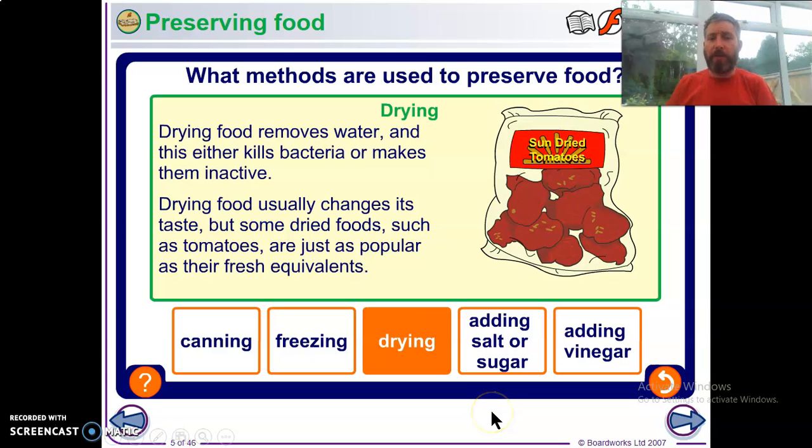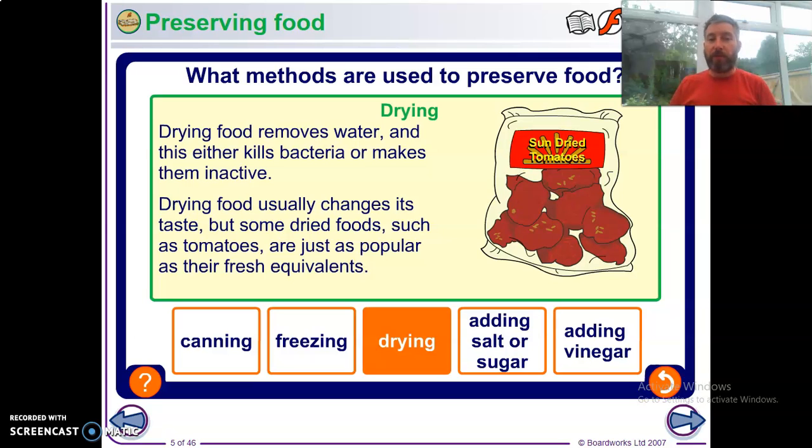Another thing I can do, which is a slightly more old-fashioned way of doing it, is we can dry food. We used to store food by drying it. We used to hang food up by smoking it. We smoked kippers. We dry meat, like beef jerky. We used to keep it for a very long time. We dry things like tomatoes.